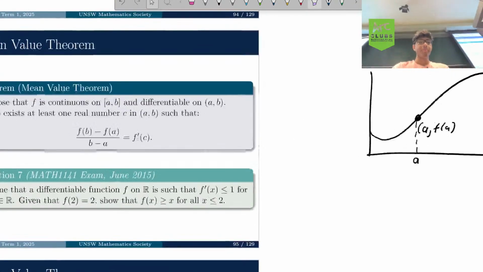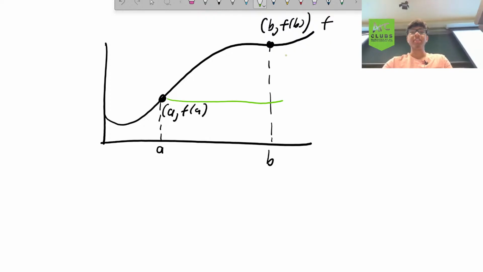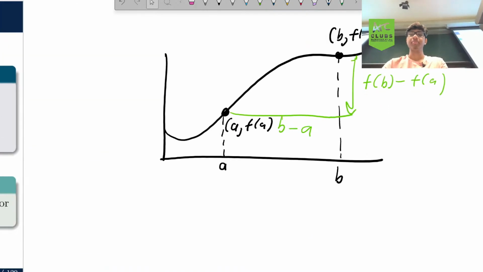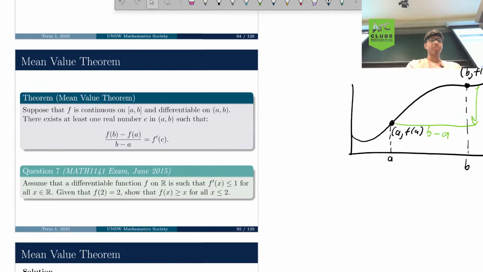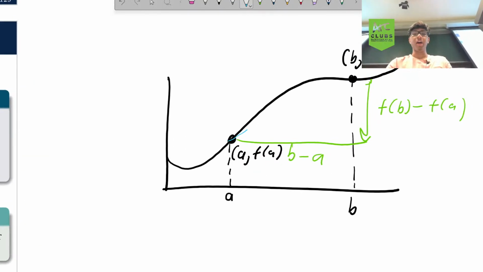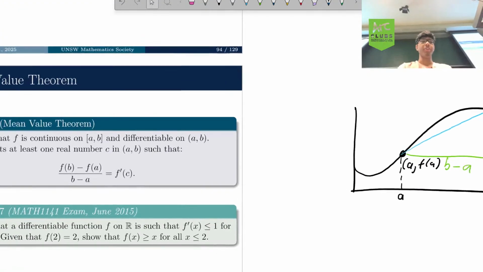Okay, well, what is this formula really telling us? Let's look at this numerator. This is f(b) minus f(a). That is the same as writing this distance here, f(b) minus f(a). Cool. What about my denominator? Well, my denominator says b minus a, and so b minus a is equal to this. So what is this fraction really telling me? Well, this fraction is just finding the gradient of this line right here, the line that connects these two points.